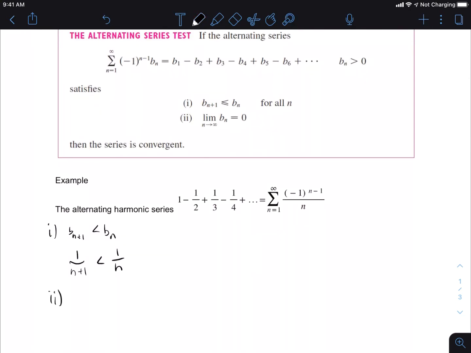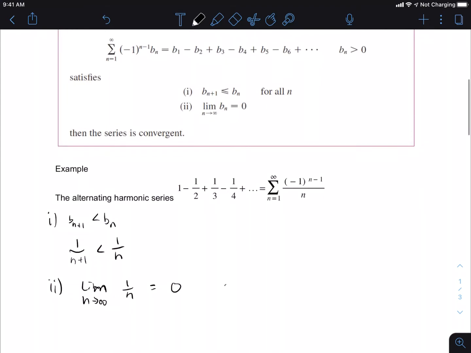For the second condition, we're going to take the limit as n goes to infinity of that b n term, which is 1 over n. And as n goes to infinity, we see that this is going to go to 0. That satisfies the second condition, and it says if it satisfies the first and second conditions, then we know that the series is convergent. And convergent just means, again, that it's going to one specific value.